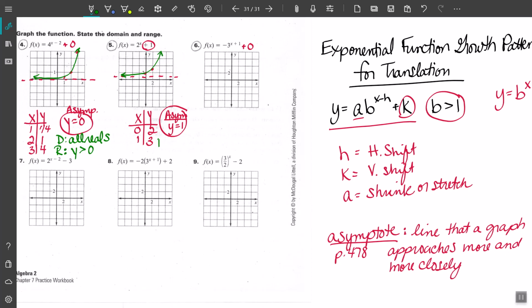So domain on this one, again, is all reals. And the range, now we can see that our y's can't go under that asymptote of y equals 1. So we're going to say y has to be greater than 1.